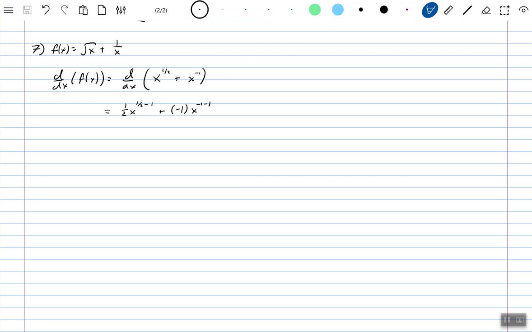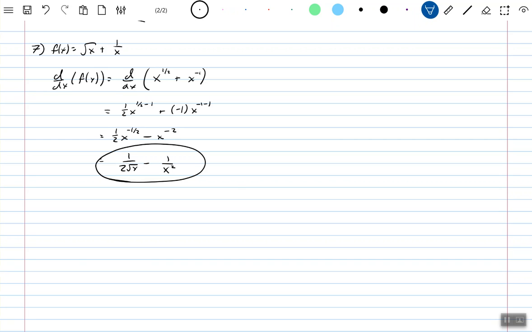I don't care if it's negative 17 or 17, you pull it down, subtract 1. All right? So this is equal to 1/2 times x to the -1/2 minus x to the -2. Well, that's just equal to 1 over 2 square root x minus 1 over x squared. And that is that derivative.